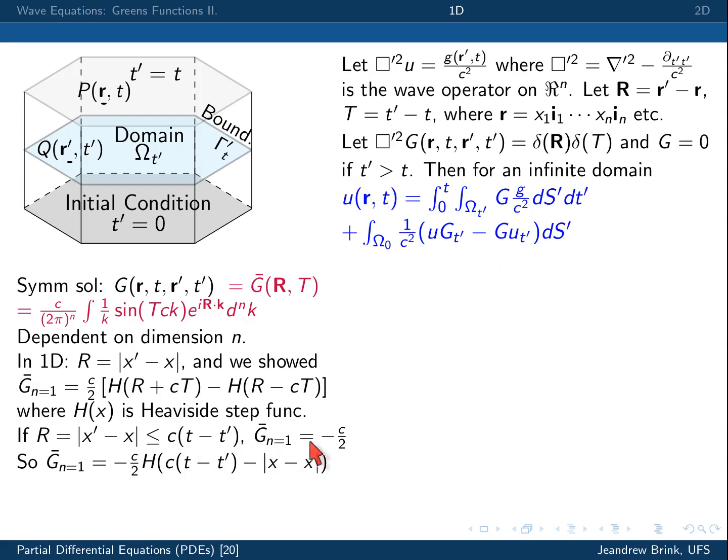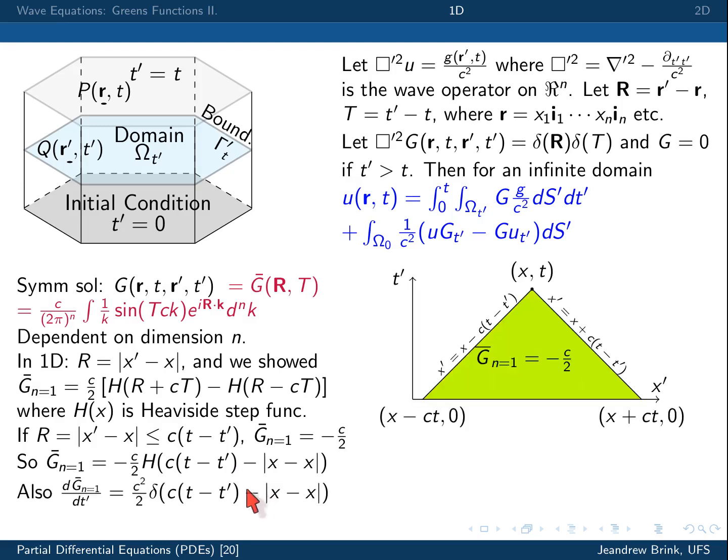Another way of expressing this Green's function is to write it with a different Heaviside step function. We can say that G1 is equal to minus c over 2 times h of (c(t minus t prime) minus |x prime minus x|), in other words, R. This expression is exactly equivalent to the one up there, I'm just now using one step function. And I'm still missing the prime here, I apologize.